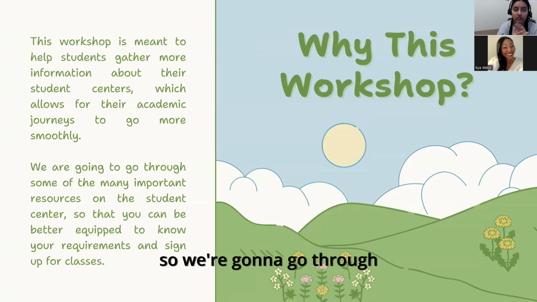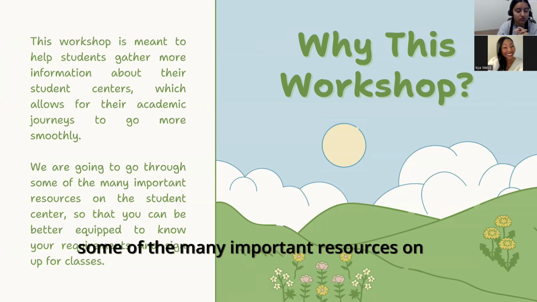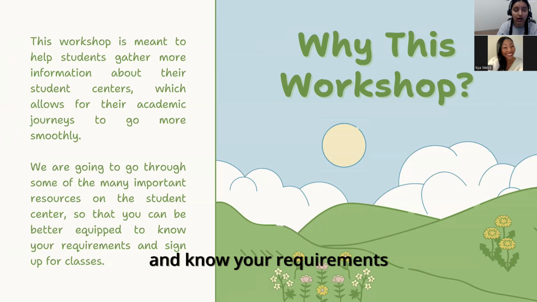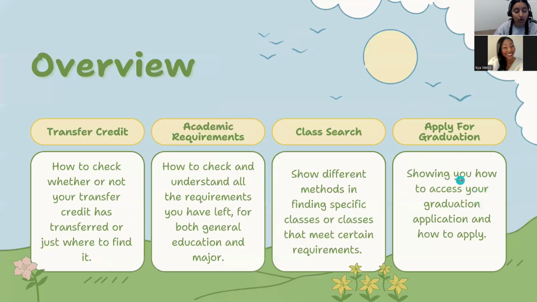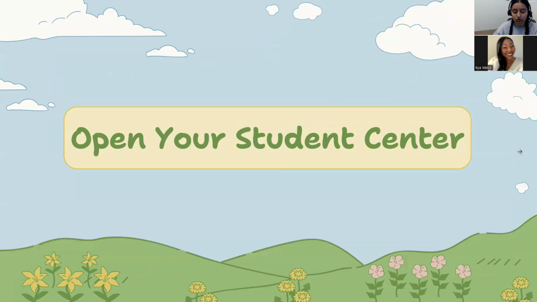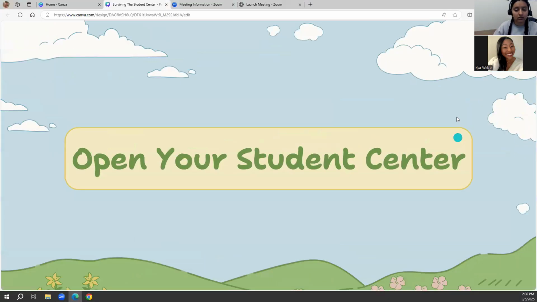So we're going to go through some of the many important resources on the Student Center so that you're better equipped to move forward and know your requirements and sign up for your classes. Overview. So we're going to teach you how to look into your transfer credit, your academic requirements, how to search for classes that meet those requirements, and then how to apply for graduation if that's the step that you're heading for. So first off, we're going to open up our student center.